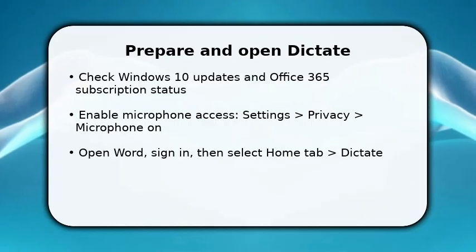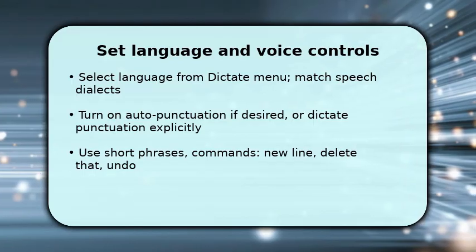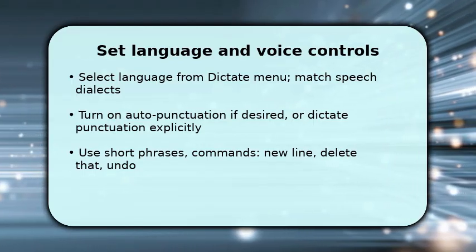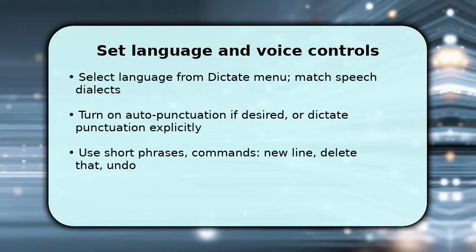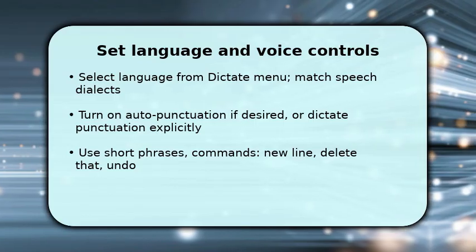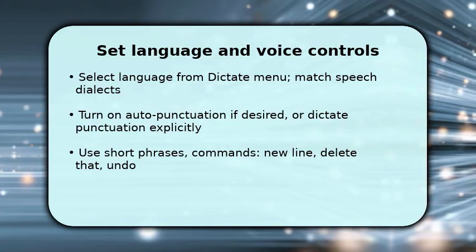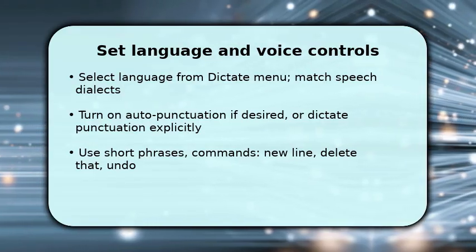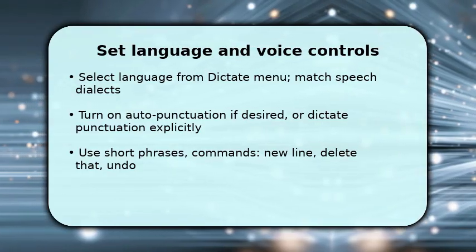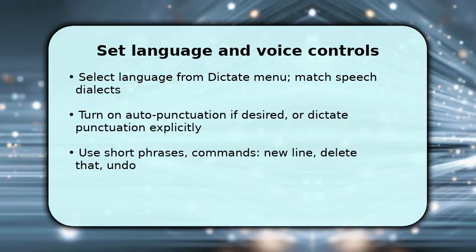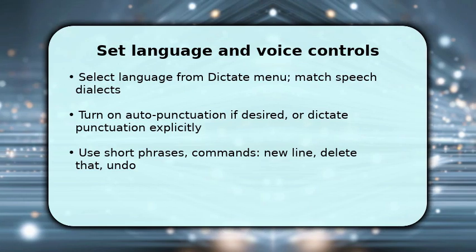Now you configure how Dictate interprets you. Choose the correct language and dialect from the Dictate menu so recognition accuracy improves. Mismatched language causes errors. Next, enable auto-punctuation if you want the system to add commas and periods, or plan to say punctuation aloud for precision. Practice with short phrases and commands, say new line or delete that to control edits. Make sure your mic is steady and background noise is low so Word can transcribe reliably.